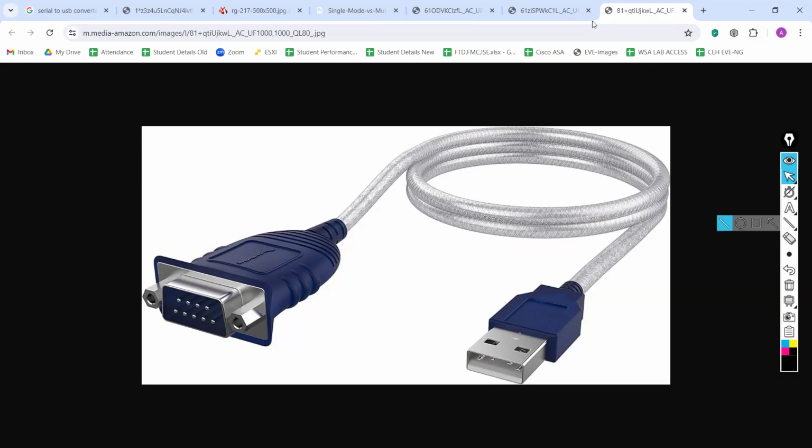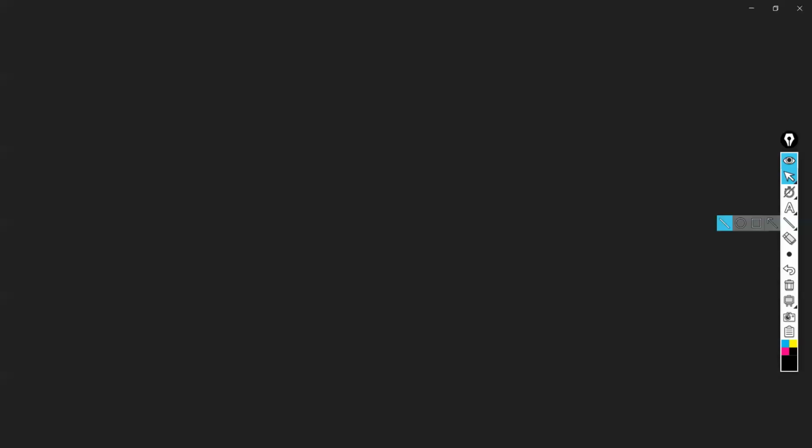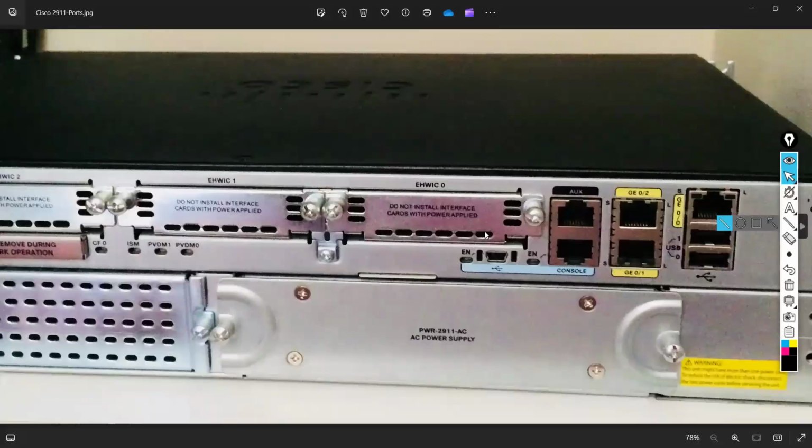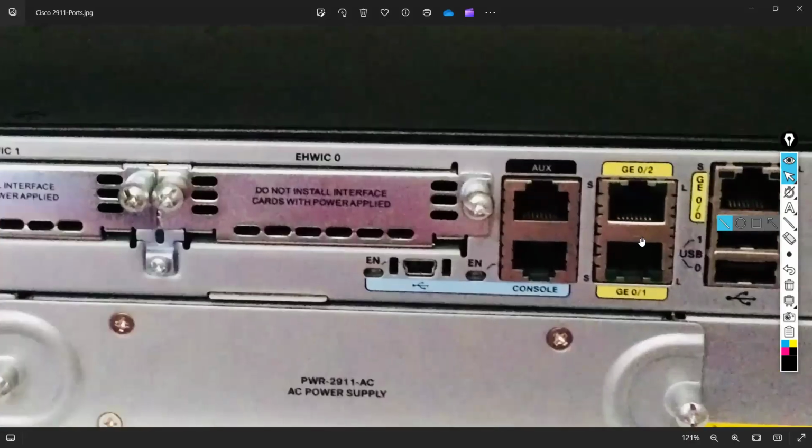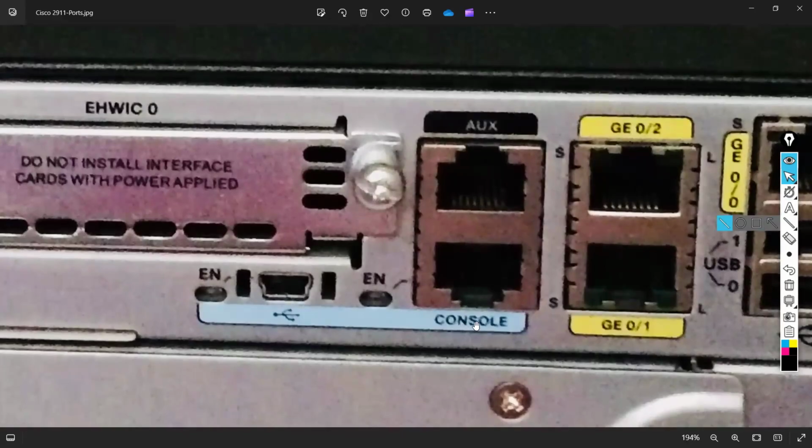So if you talk about your devices, let me show you the ports on one router. This is one router, a Cisco 2911. There will be a dedicated port on which it will be mentioned as console. The RJ45 connector goes here. You can take this first device and just pass it on.